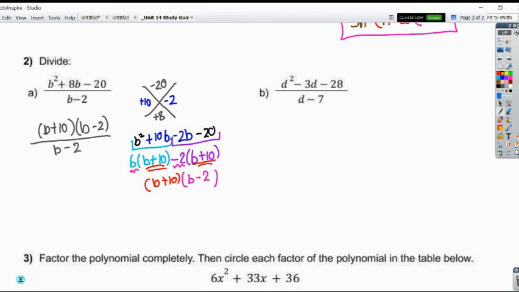Why does this help me? Well, remember, anything divided by itself divides out to a 1. So what are we left with? b plus 10. There you go. Short, sweet, and simple.